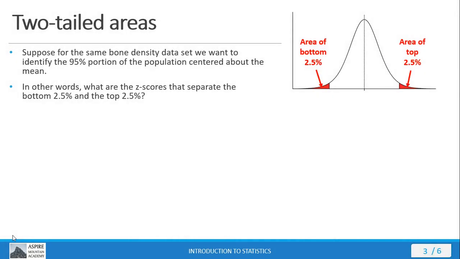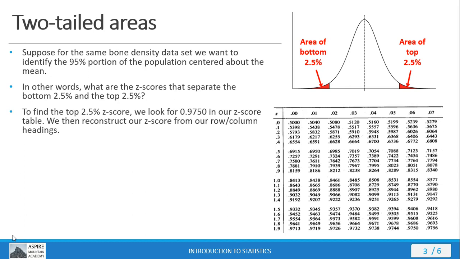Sometimes we want to look for the area in the tails of our distribution. We can also use the z-score table to give us this. So what are the z-scores that separate the bottom 2.5% and the top 2.5%? Well, with the z-score table, you have to tackle this one tail at a time. So let's look at the tail on the right, the area for the top 2.5%. If we look for 0.975 in our z-score table, because remember, the z-score table gives us the area to the left of the z-score that we're looking at.